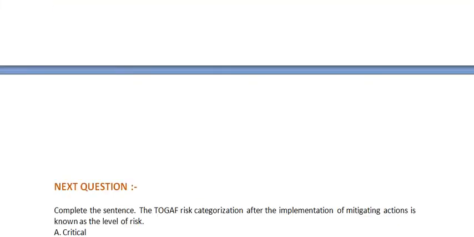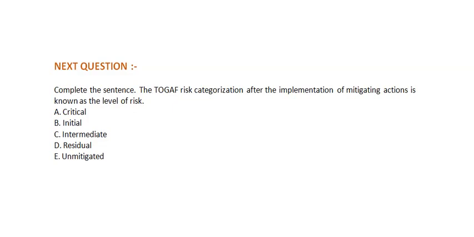Next question is, complete the sentence. The TOGAF risk categorization after the implementation of mitigating actions is known as the blank level of risk. Option A, critical. Option B, initial. Option C, intermediate. Option D, residual. Option E, unmitigated.